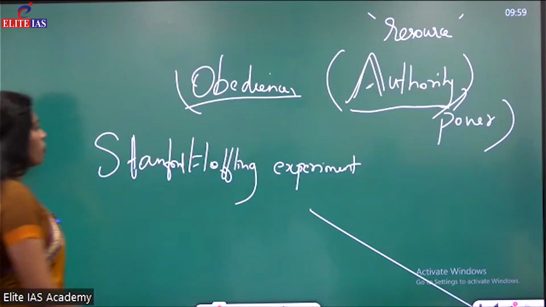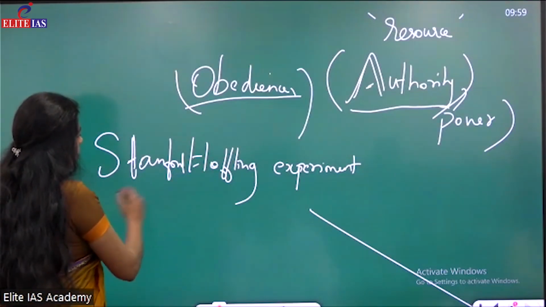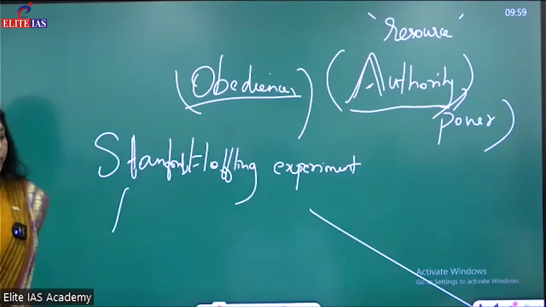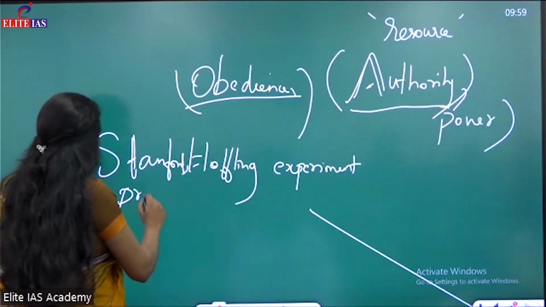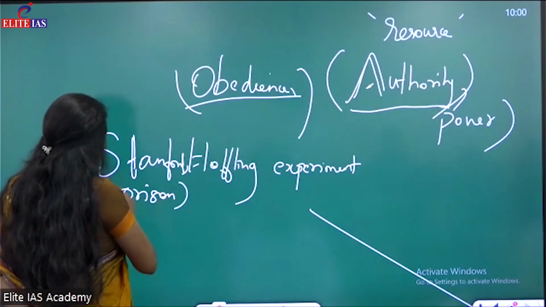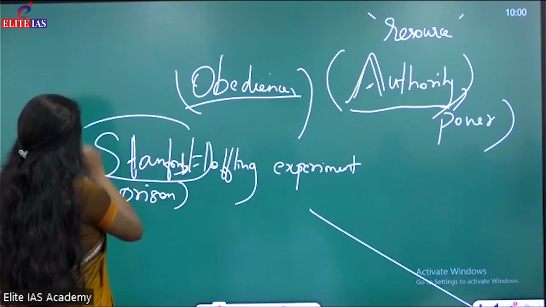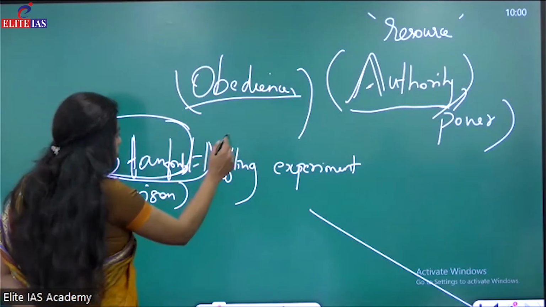This is all proved by the experiments: the Stanford experiment and the Hofling experiment. The Stanford experiment is a prison related experiment. I told you how authority is checked. So here, police officers and criminals, that way they tried to conduct the research.